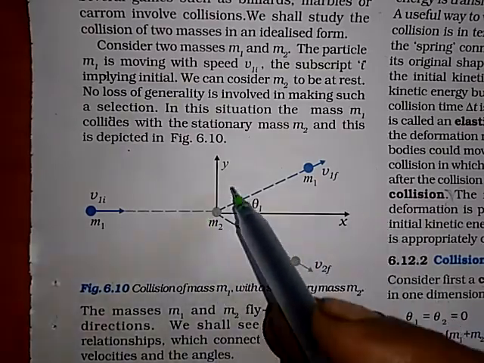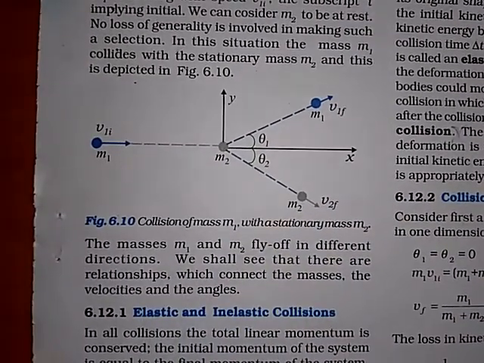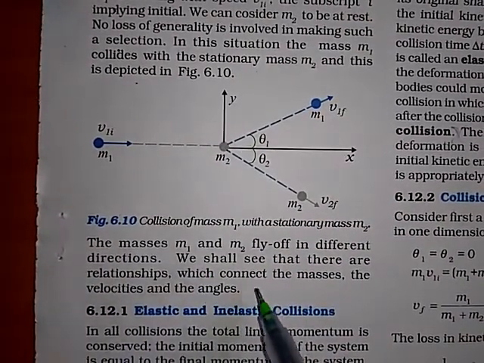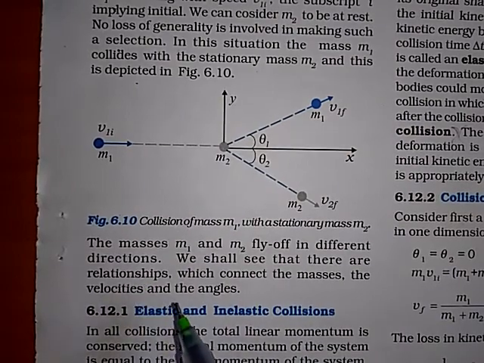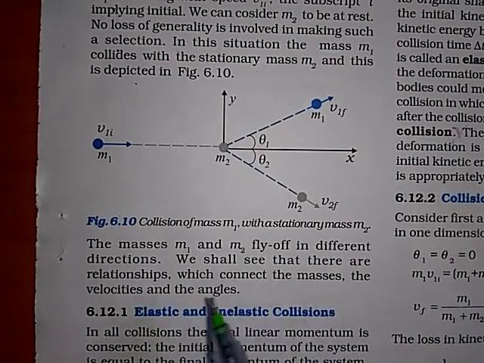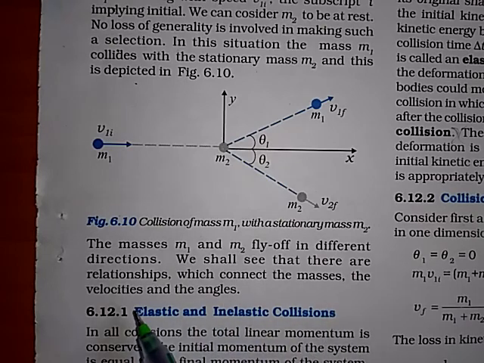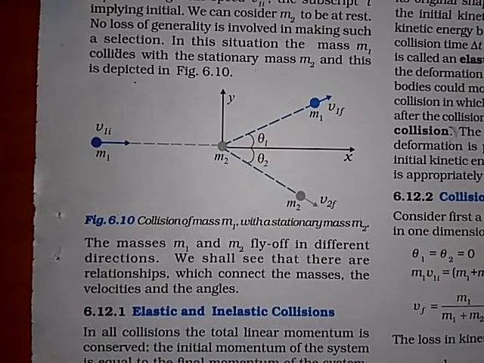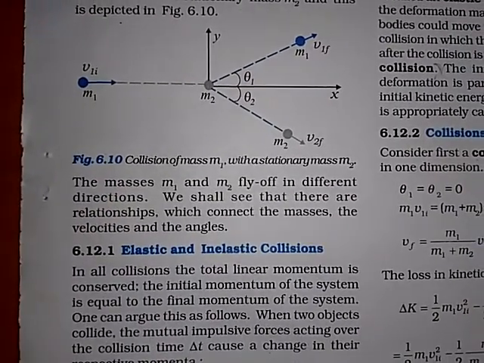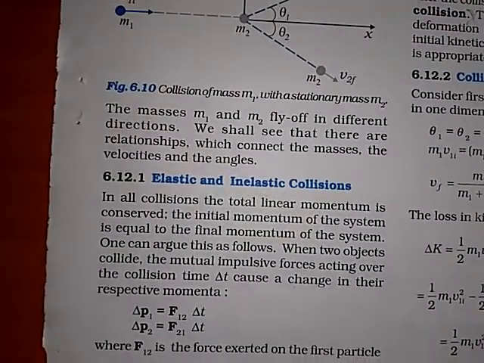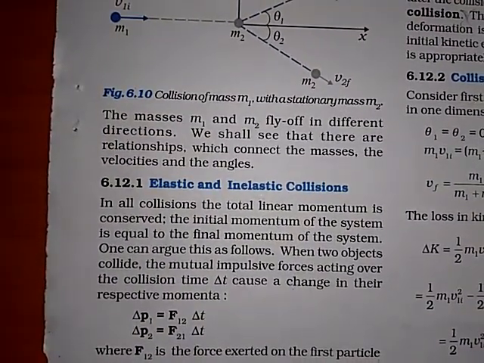This is the x-axis, this is the y-axis. The masses m1 and m2 fly off in different directions. We shall see that there are relationships which connect the masses, the velocities and angles. Okay, now we will see elastic and inelastic collisions.